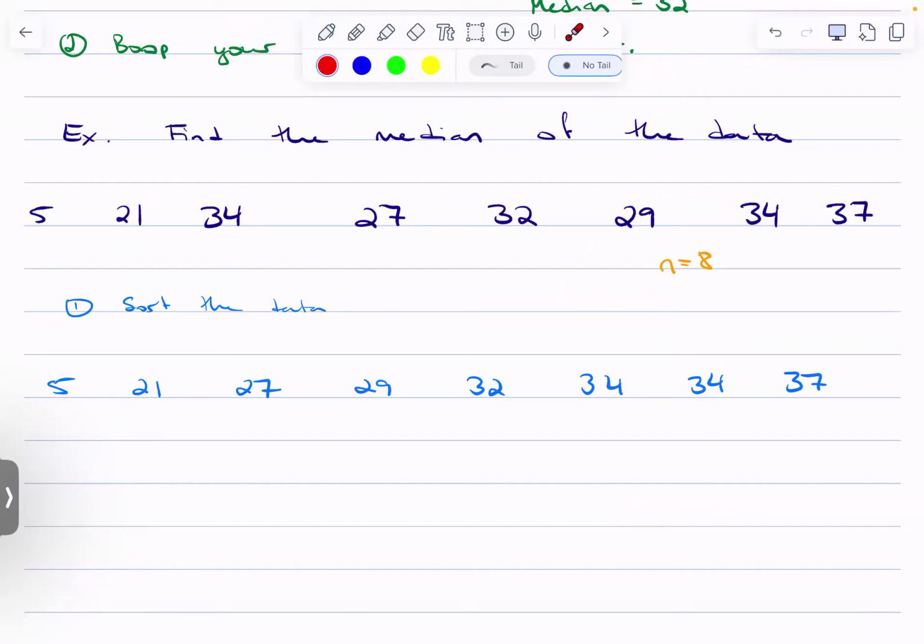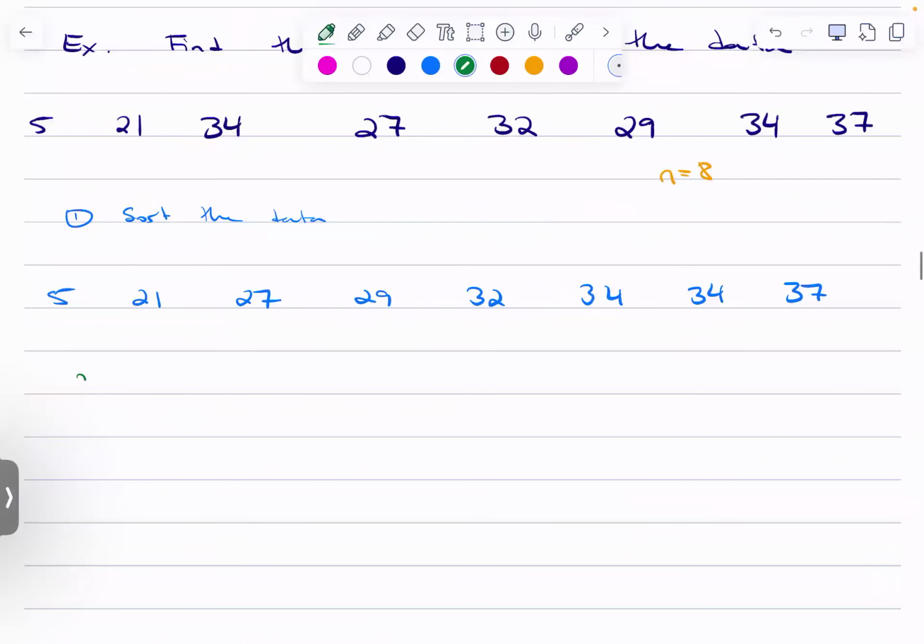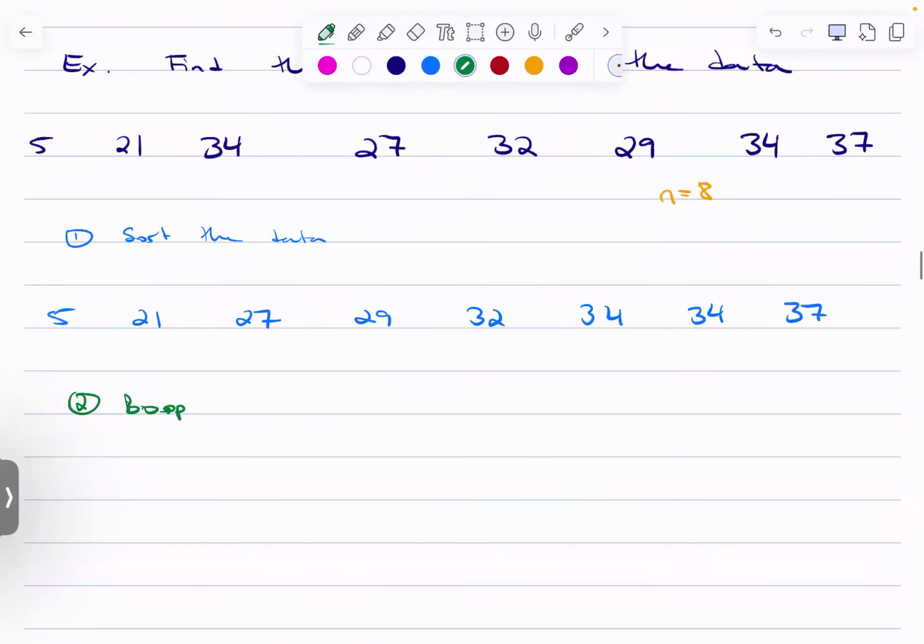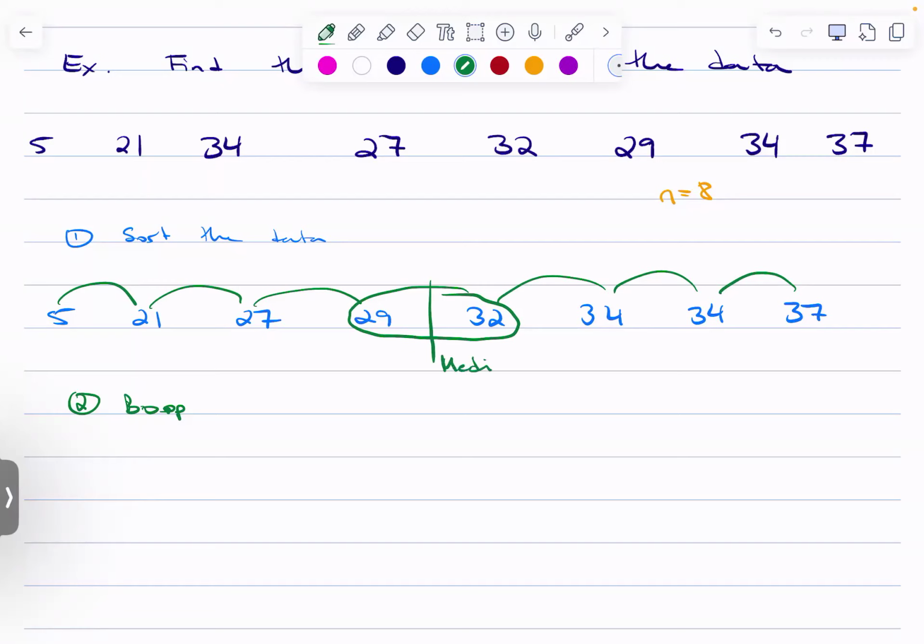Now boop my way in. Right. So now boop. And starting here, 1 boop, 2 boops, 3 boops, but I'm stuck on 29 and 32, right? But we know what to do here. We circle them, draw a line through to indicate that the median is actually at this line and it's neither of these values.